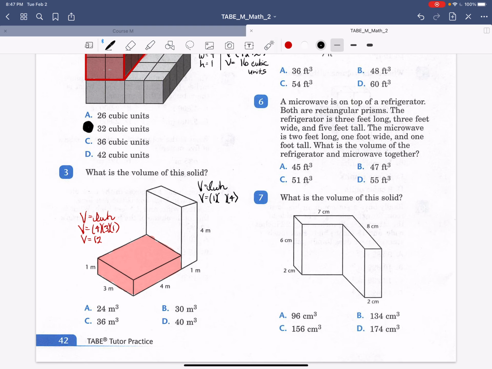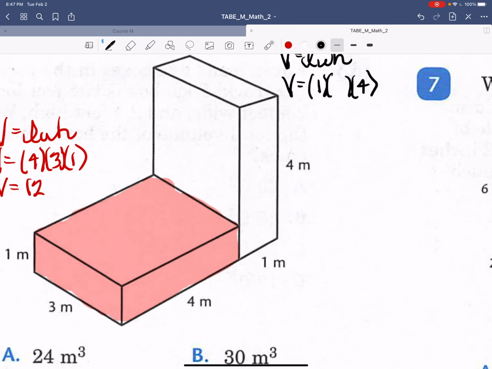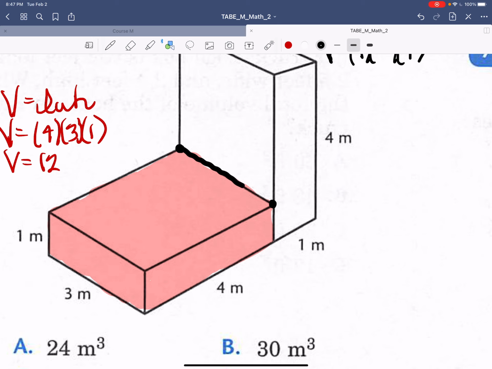that we don't know. So let me zoom in here and show you where I'm getting the width. The width is from this point to this point. So if I really make that dark, it's probably better that I highlight it. You can see that that line is going to be 3. It's the same as the line over here. So here is a 3 meters, and I'm going to use that as my width. The two shapes are sharing that line.